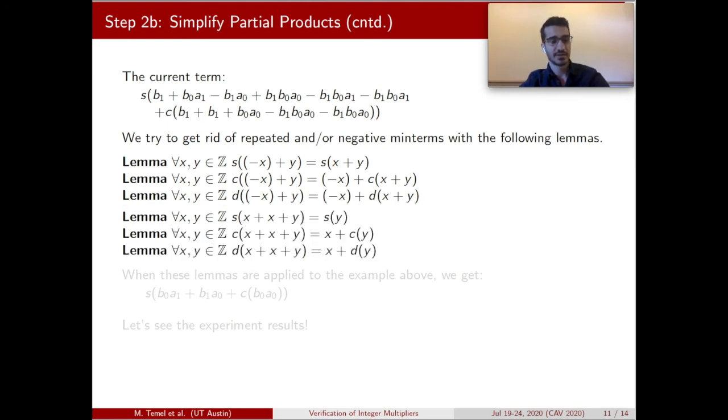The last three lemmas pertain to repeated arguments. For S, the duplicates simply cancel each other. For C and D, the duplicates are removed from the arguments, and a duplicated element is added to the term. After applying these lemmas, we get the term at the bottom. This matches our final form for the second output bit of a multiplier. And this concludes our methodology.